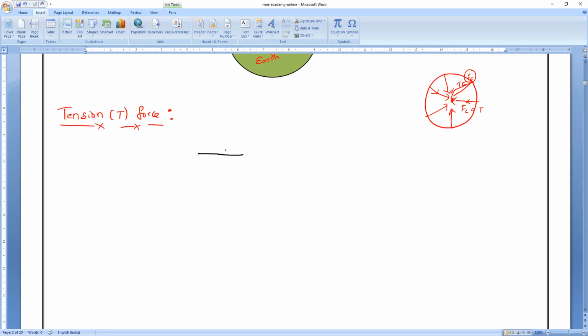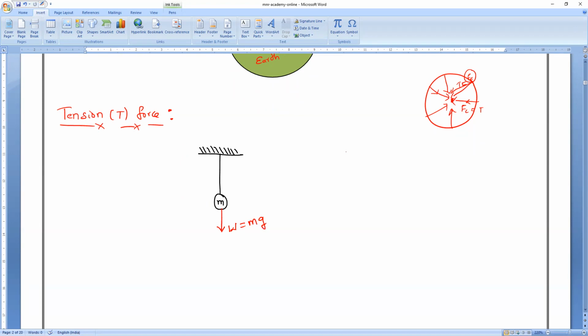So let us observe now. One string is attached to a rigid surface and it is having a mass m attached. Now, can you tell me in which direction the weight is acting? Weight is acting in the downward direction. W is equal to mg. What about the tension?